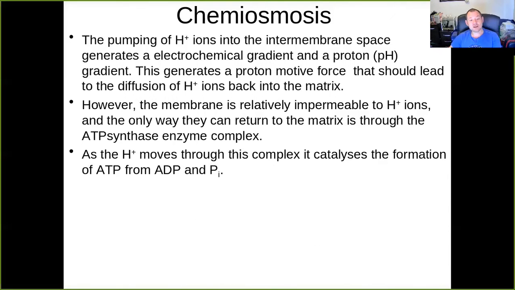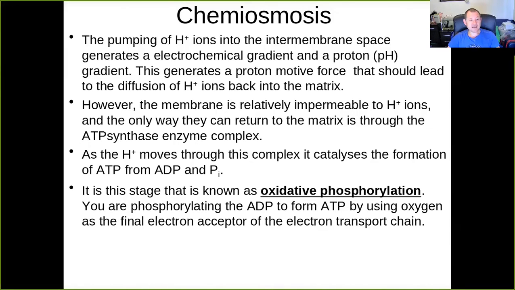As the H plus moves through this complex, it catalyzes the formation of ATP from ADP and phosphate, sticks them together. That's what the energy is used for, to make ATP. It is this stage that is known as oxidative phosphorylation. You are phosphorylating the ADP, putting an extra phosphate on it to form ATP by using oxygen as the final electron acceptor of the electron transport chain, which is why without oxygen, you die.